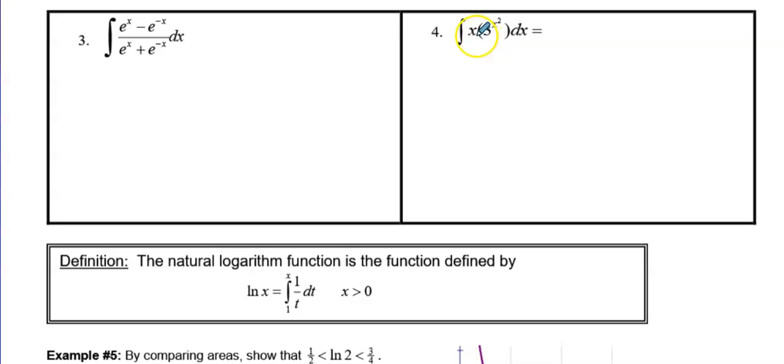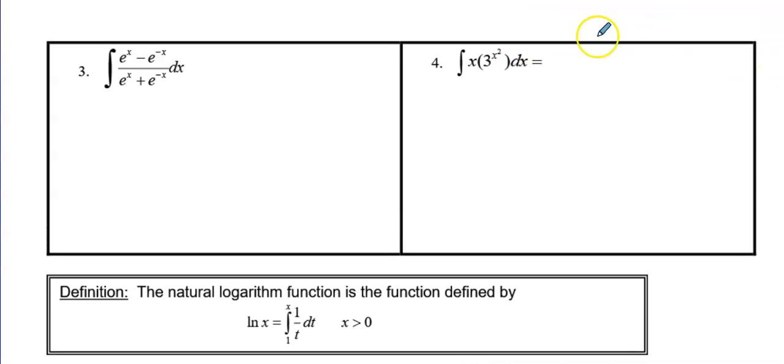So I did this example in video number 4 where I changed this to an e. Now I'm going to leave it as a 3. So your goal for exponential functions is to get it as e to the u du or e to the x dx. Well, your goal for these is also going to be your number to the u du or your number to the x dx. So we want to do that.